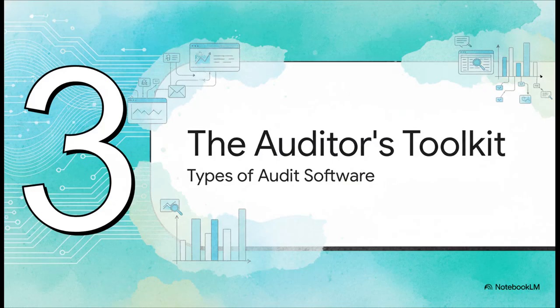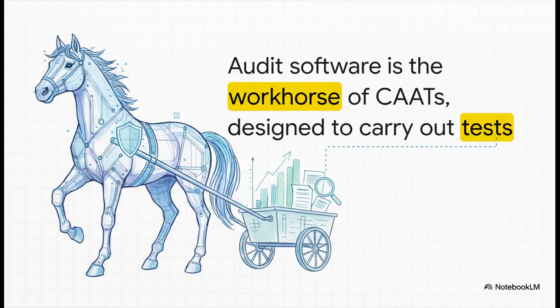All right, so let's pop the hood and take a look inside the auditor's digital toolkit. We're going to start with the biggest and most important category, audit software itself. You can really think of audit software as the main workhorse for any modern auditor. It's kind of like a super-powered spell checker, but instead of scanning a document for typos, it's scanning a company's entire financial universe for errors, fraud, and all sorts of anomalies.